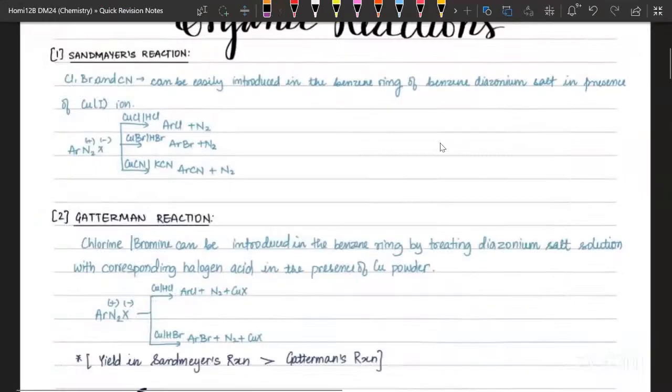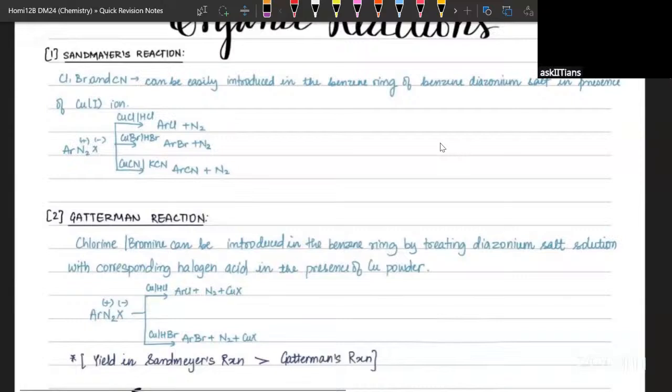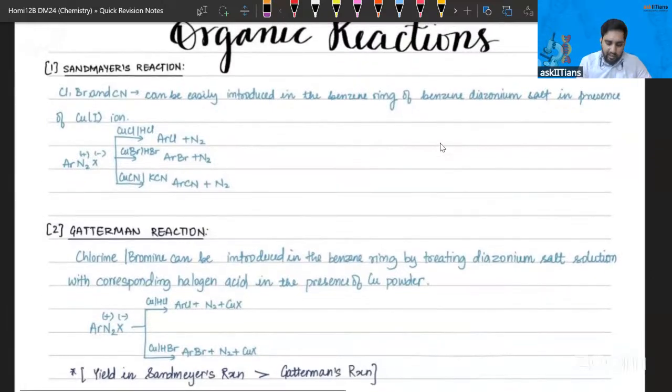Yes, sir. Okay. So now, we are going to discuss name reactions. These name reactions are not only important for your CBSE board exam, but also important for the JEE and NEET examinations. How, I will let you know with the help of PYQs. So in haloalkanes and haloarenes, we are going to start with the first reaction, known as Sandmeyer's reaction.